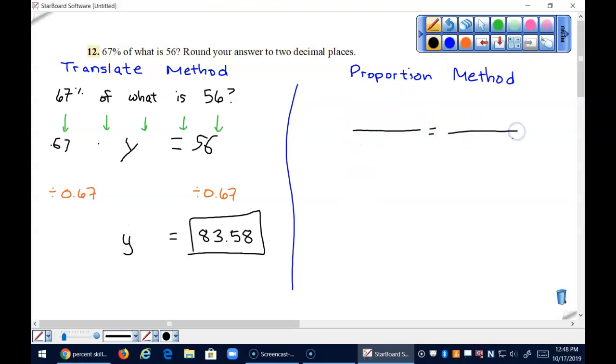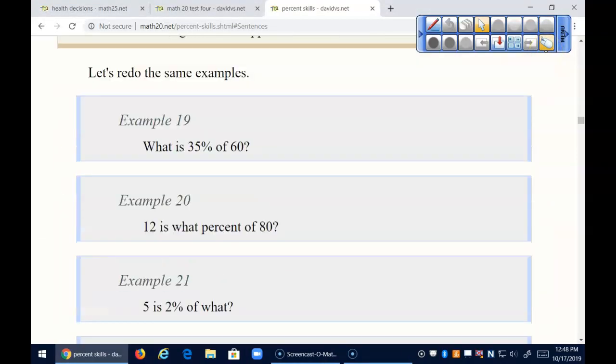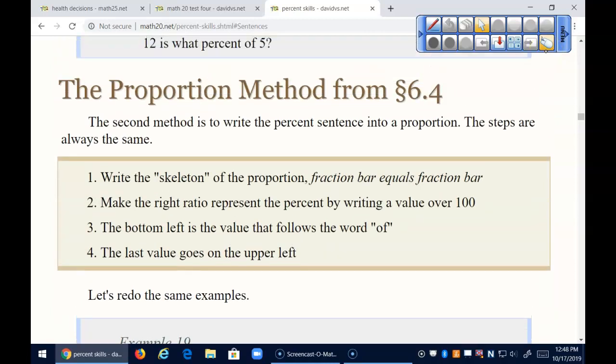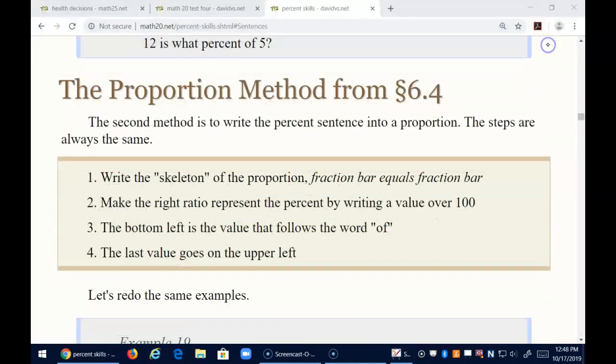You start out writing fraction bar equals fraction bar, just like any proportion. Then, the right ratio you're going to use to represent the percent. It doesn't matter if it's right or left, really, but just so that when you're working with your neighbors, you're always having things look the same on the page, we just declare that the right is the percent.